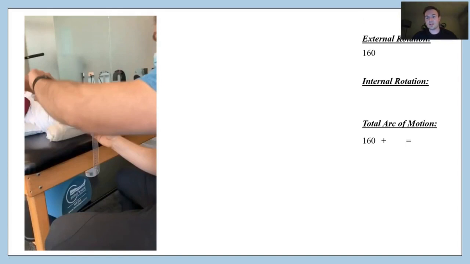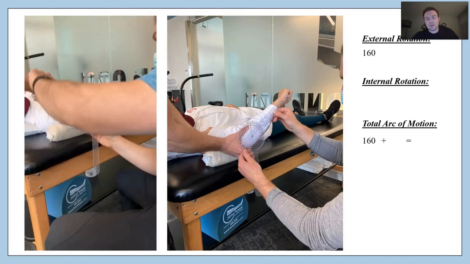So we have external rotation of 160. You need someone to help you with the measurement, you can get a stabilizing arm. Again, I'll teach you guys how to do this. She had 50 degrees of internal rotation, which gives you a total arc of 210. Typically, we see somewhere between the range of 160 and 180. This person was at 210, hypermobile, a pretty good swimmer.